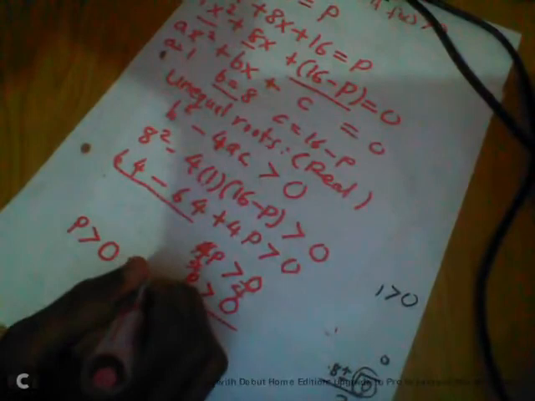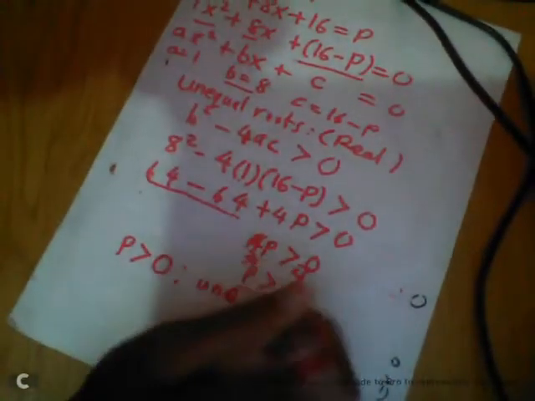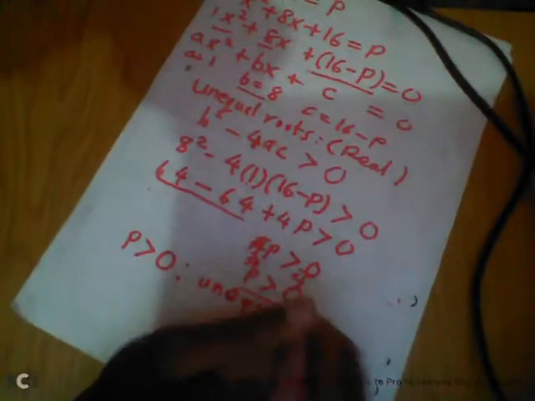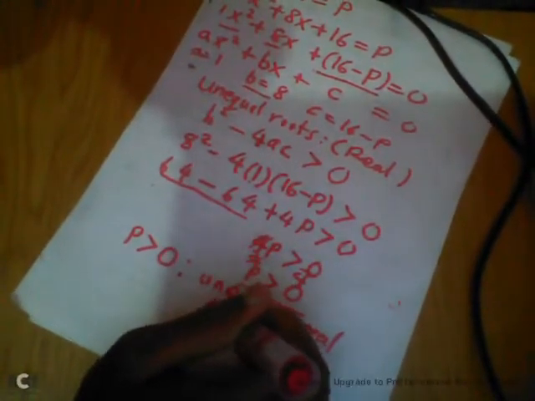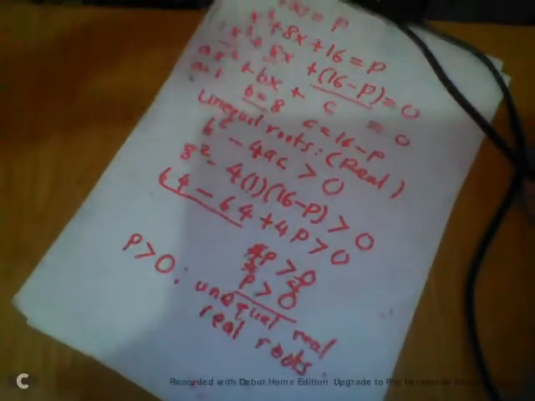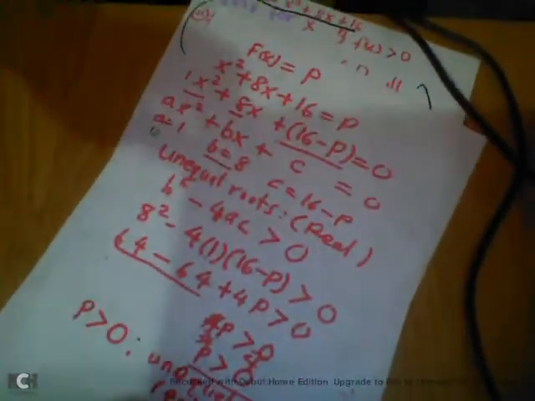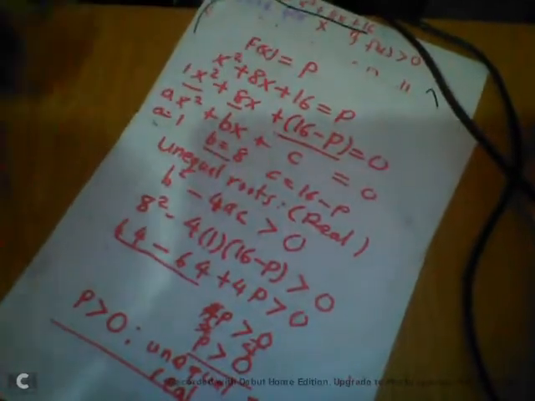Do you understand what I'm saying? Unequal real roots. Remember, p has to be greater than 0. Let's plug in a number here, because they say f(x) equal to p. Let's plug in a number which is greater than 0, like 1, 2, 3, and see what's going to happen.